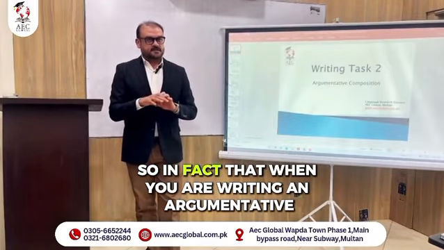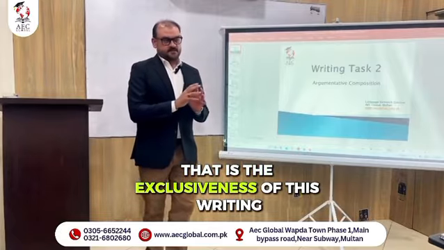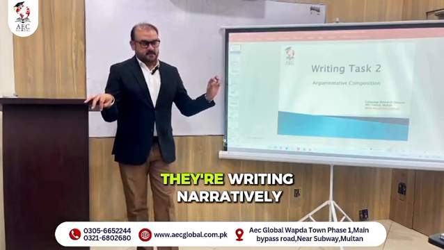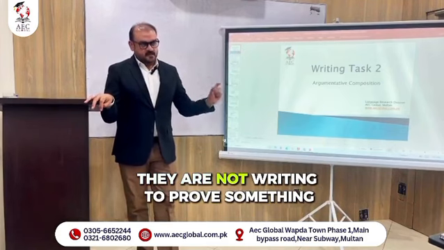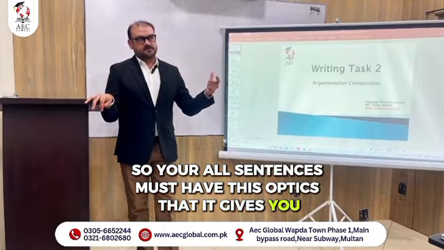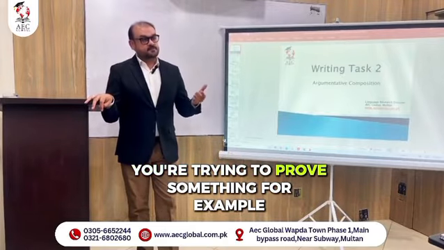So, in fact, when you are writing an argumentative essay, you are giving a message to the examiner that your job is just to give your point of view, and you're trying to prove your point of view on this proposition. That is the exclusiveness of this writing. And why are students not getting good scores in the written module? Because they're writing descriptively, they're writing narratively, they are not writing to prove something. So all your sentences must have this optic that you're trying to prove something.